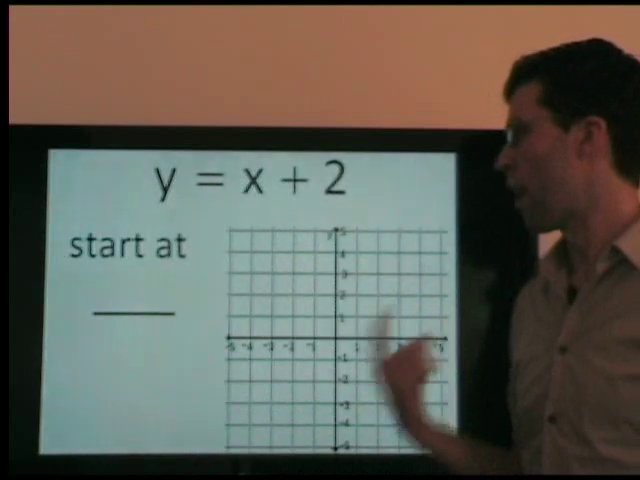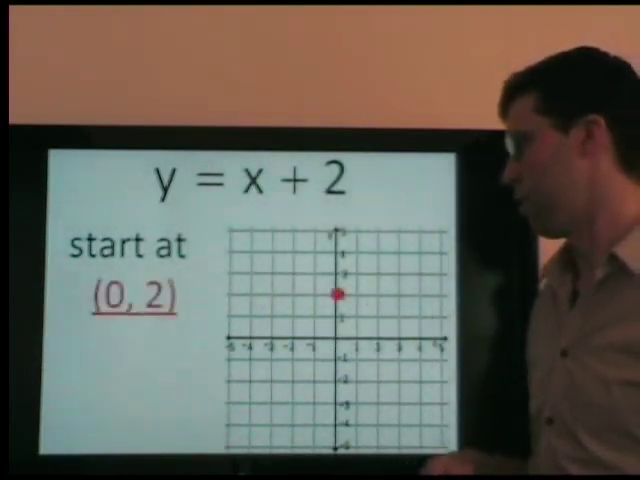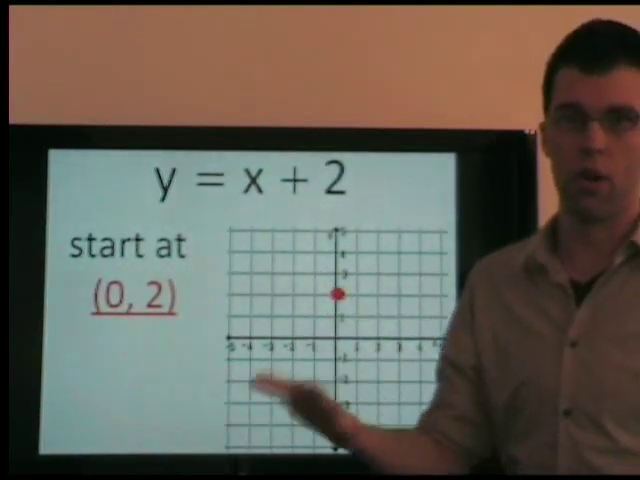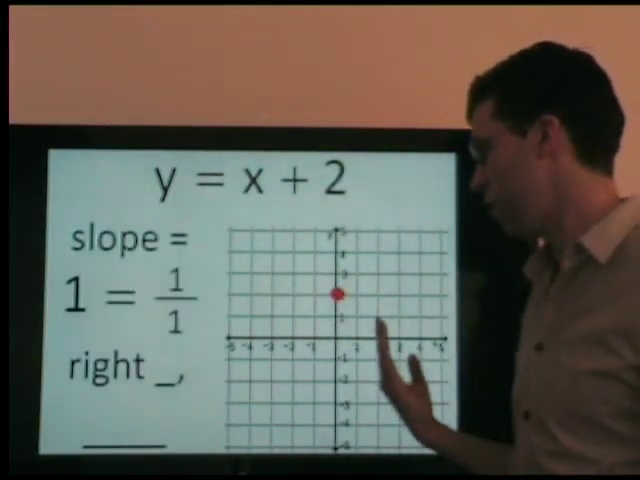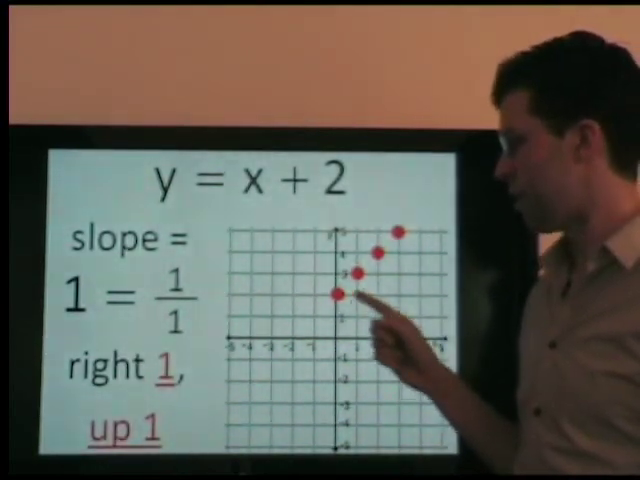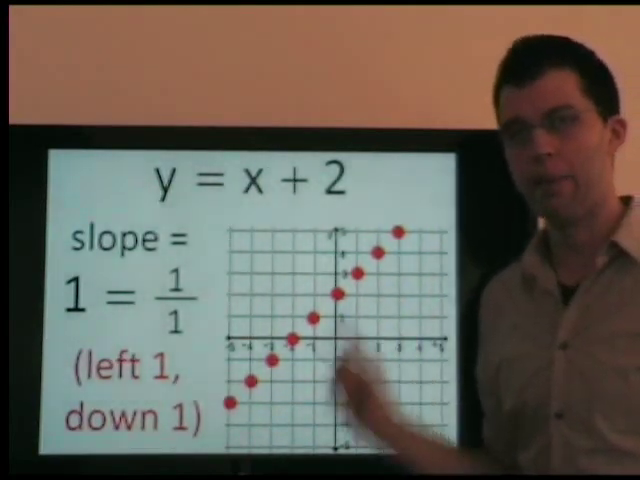Again, where are we starting? Not 0, 0, but 2 up from there. So 0, 2. What's the slope? There's an invisible 1 right here. That's 1 over 1. So we go right 1 and up 1. Right 1, up 1, right 1, up 1. That's the same as left 1, down 1, left 1, down 1. We have our points and we connect.